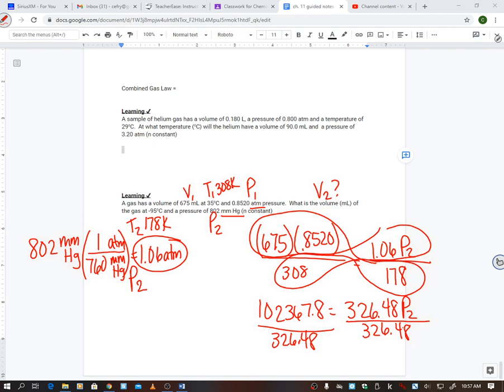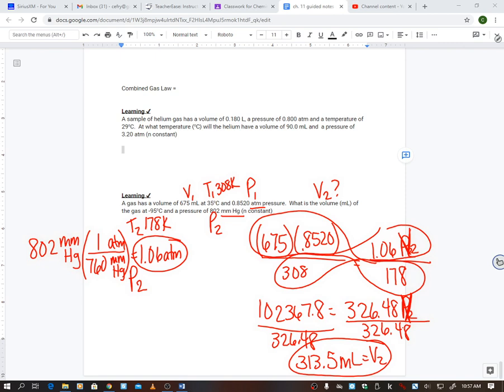So I'm going to take 102,367.8 divided by 326.48. And running out of room here, it's 313.5, and this is pressure. Or I'm sorry, this is volume. I'm sorry, guys. This should be V2, if you hadn't caught that already. So this is volume, and this is going to be milliliters. This V2.